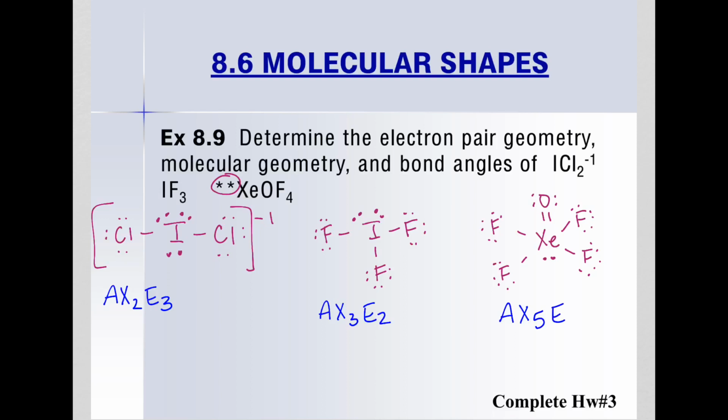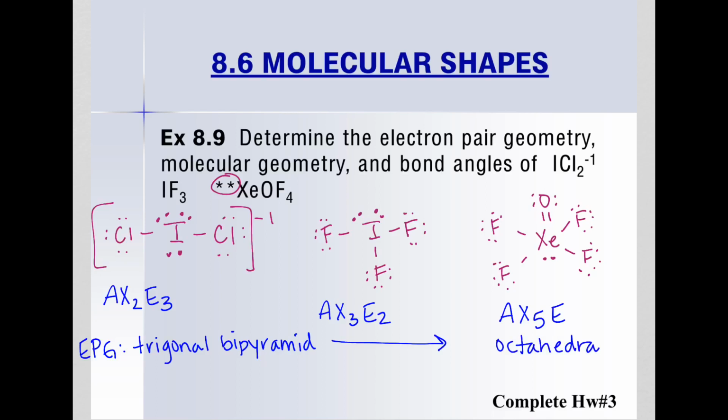So if we get our electron pair and molecular geometry for all of these based on what we have here, with 5 total attachments, which is this one and this one, our electron pair geometry would be a trigonal bipyramid. Sometimes you'll hear bipyramidal, but it's the same thing. Okay, so that would be for this first one and for the second one. This final one, though, which has 5 plus 1, so 6 total attachments, would mean our electron pair geometry would be an octahedral.